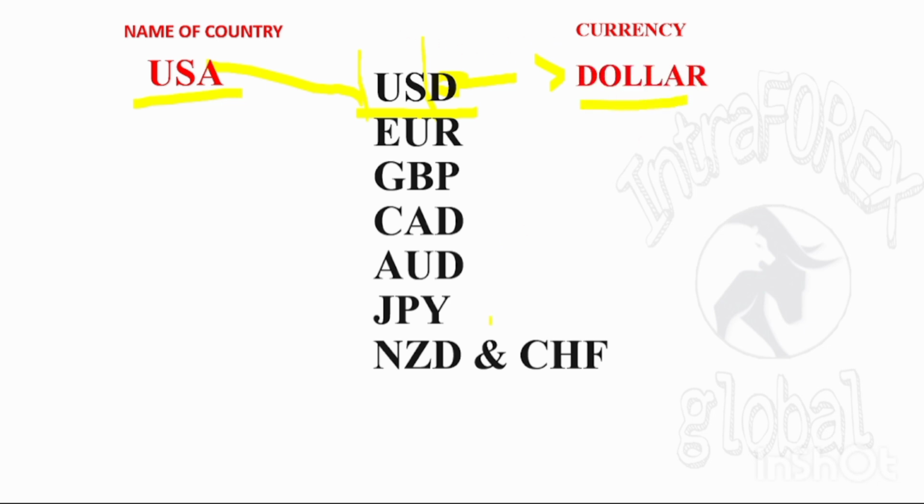Let's take for instance the JPY. The first two symbols are the country, in this case Japan. Then the Y is the currency, in this case the Japanese yen. So that is simple like that.